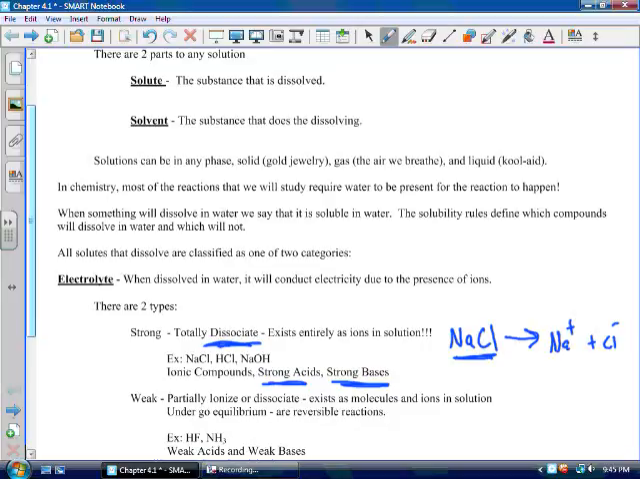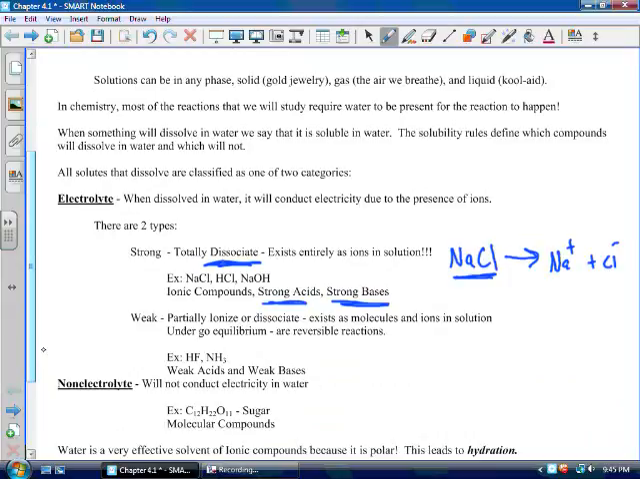Weak electrolytes undergo what we call partial dissociation or partial ionization. Those two words are sort of synonymous with one another, which means they'll exist as both molecules and ions in solution, and we say they undergo equilibrium or are reversible reactions.